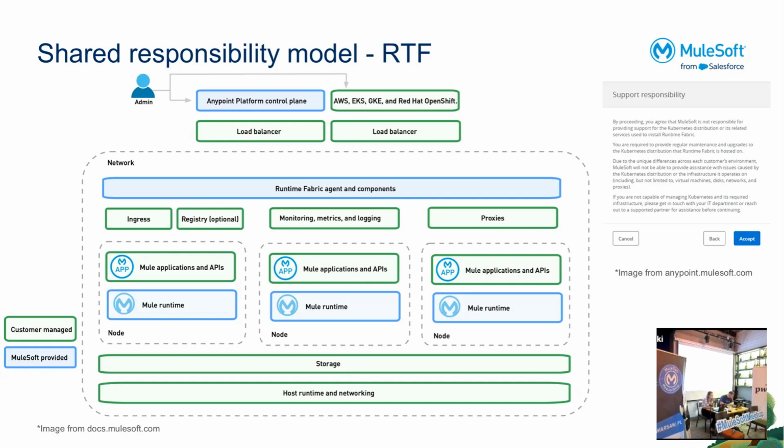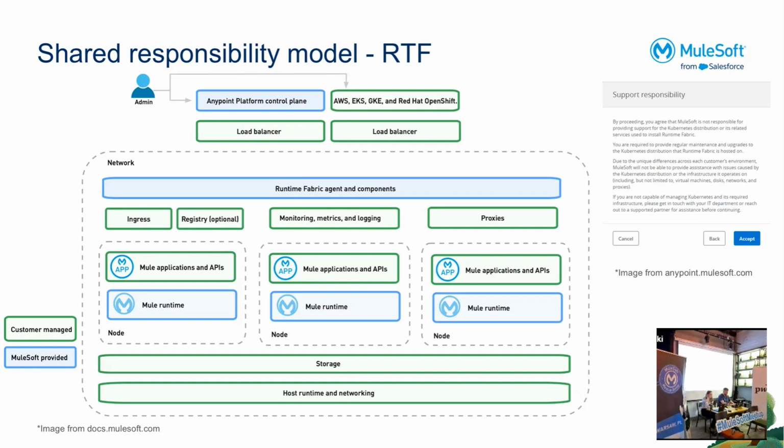So what is not supported? It's the underlying hosting infrastructure, which is the Kubernetes cluster. It can be either AWS Elastic Kubernetes Service, Azure Kubernetes, Google, or a Red Hat OpenShift implementation on cloud. Additionally, load balancers, so anything additional to what MuleSoft provides. If you need additional load balancing, you need to provide that. Ingress for Kubernetes is also not provided by MuleSoft. Registry, optionally, if you want to use a local registry, you also need to provide that. Monitoring, metrics, logging, proxies, and the entire networking, because MuleSoft will not be able to ensure any networking capabilities. I think we pretty much covered the shared responsibility for RTF.